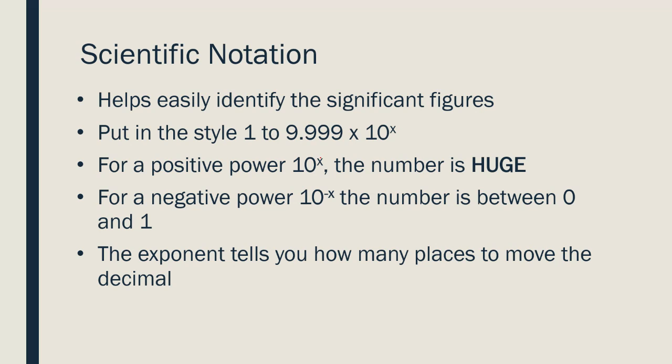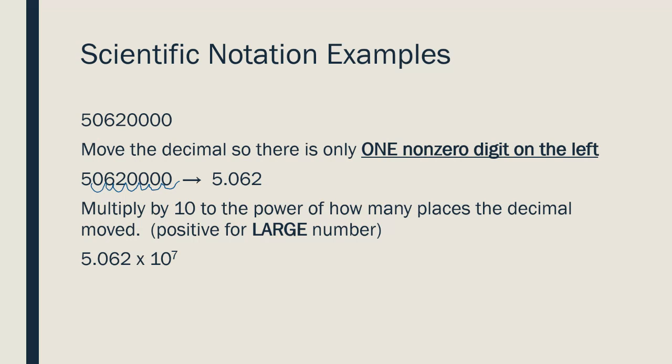If the exponent of the 10 is positive, that means the number is huge. It's a big old number. And if the power of 10 is negative, then we're talking about a number that's between 0 and 1, so often 0.000 something or that kind of thing. And the exponent is going to tell you, so this x will tell you how many places to move the decimal.